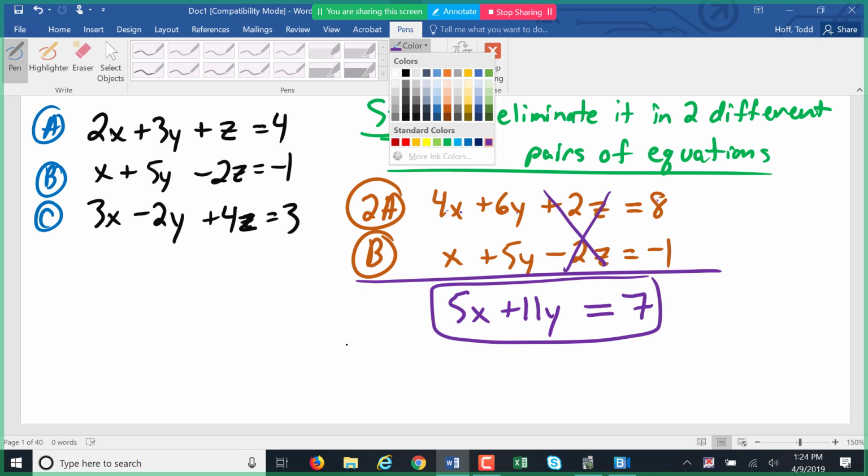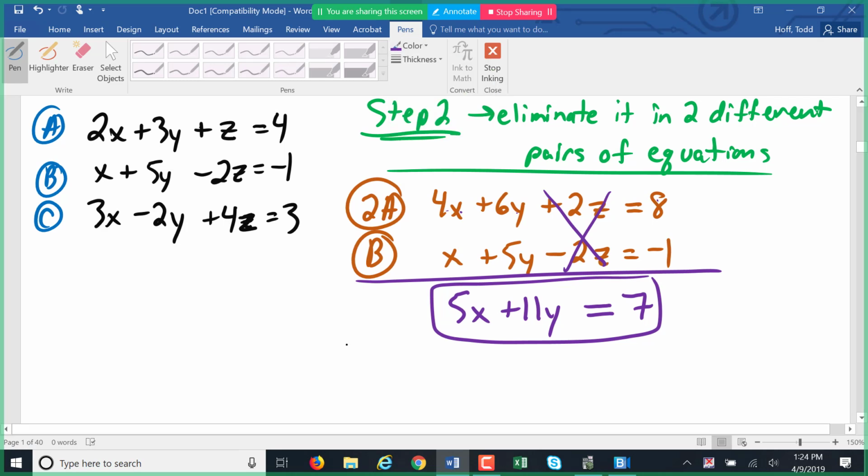Which equation haven't I used yet? C. So I have to use C this time. Now it doesn't matter whether I use A or B with it. I'm going to do 2 times equation B plus equation C. So I'm going to multiply equation B by 2. The reason I'm doing that is that'll make this a negative 4. It'll cancel with the positive 4.